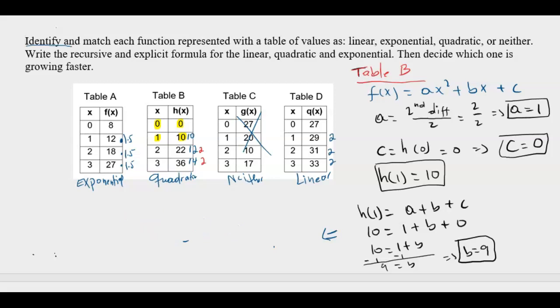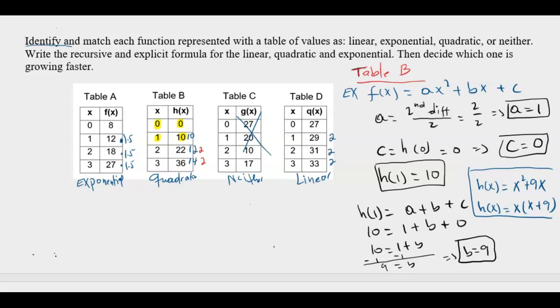So let me do the closure. We know h of x equals x squared plus 9x. Or h of x equals x factor of x plus 9. So it does the same thing. So these are the same thing. So this is the explicit form of the quadratic.